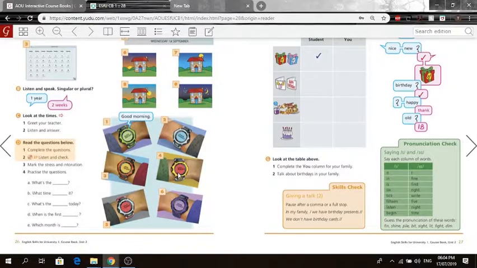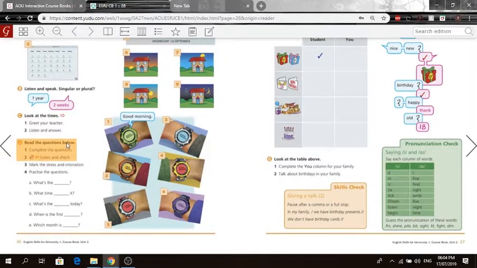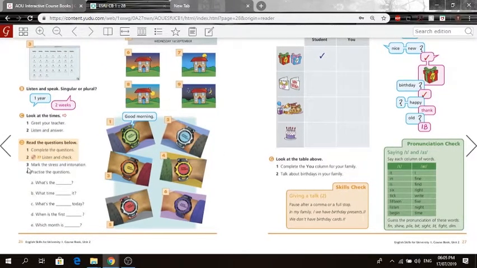Okay, now 7 p.m. evening, so good evening, and 2 a.m. good night, because basically most people are asleep during this time, so good night. Okay, now read the questions below, and 1, complete the questions, and 2, listen and check. So here we have 3, mark the stress and intonation, and 4, practice the questions.